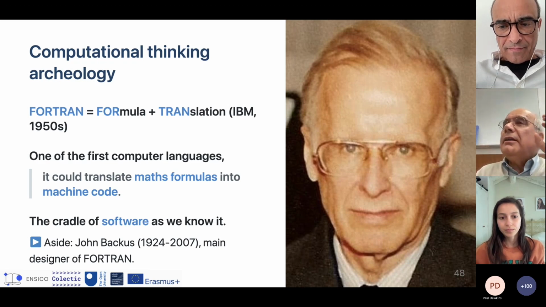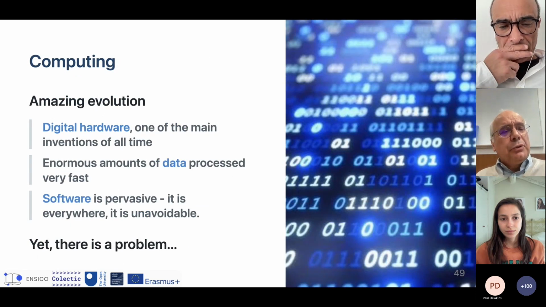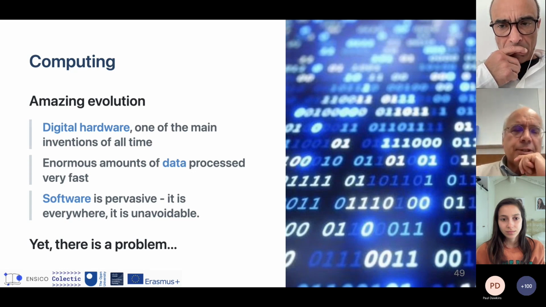We want them to understand our formulas and to behave accordingly very fast as they normally do. So we all know this. There was an amazing evolution. Digital hardware is regarded as one of the main inventions of all time, in particular in the current highly sophisticated technological setting. Enormous amounts of data are processed very fast, and software is everywhere. It's unavoidable. Yet there is a problem.